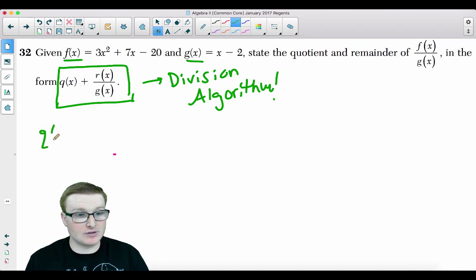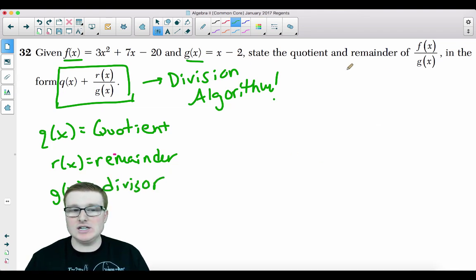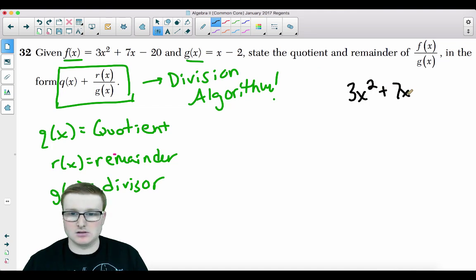So I'm actually just going to write this down for those of you who forgot. Q of x means quotient. R of x means the remainder. And the g of x represents the divisor. Okay? So we actually need to perform this. We got to find this.